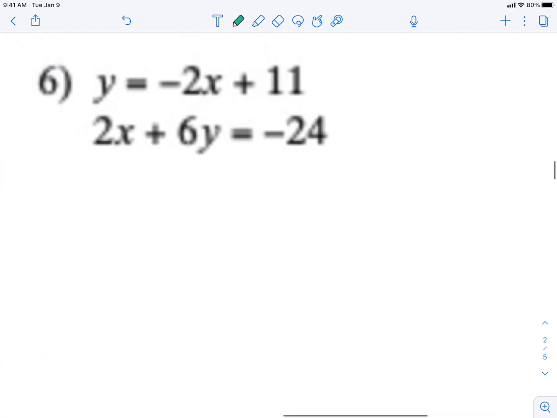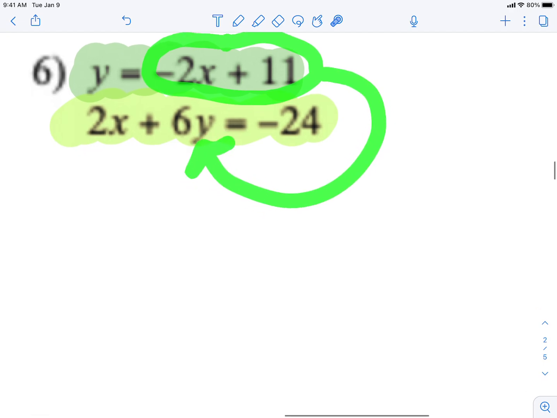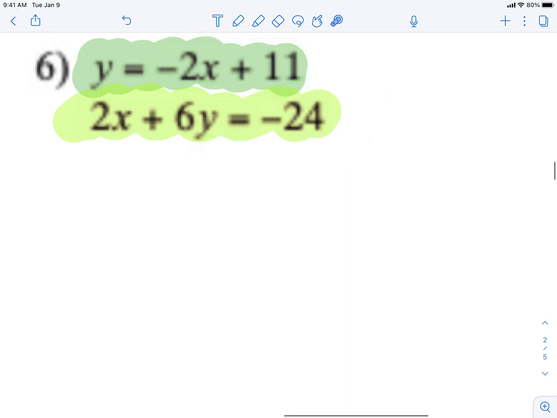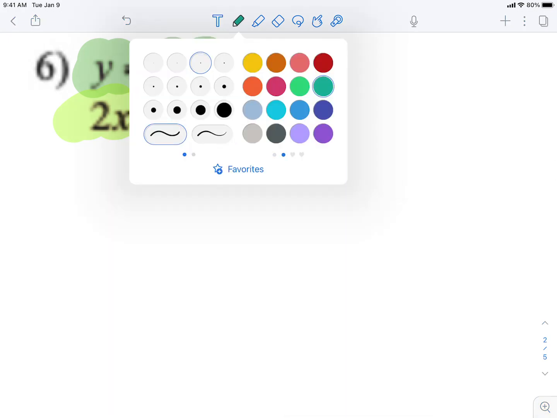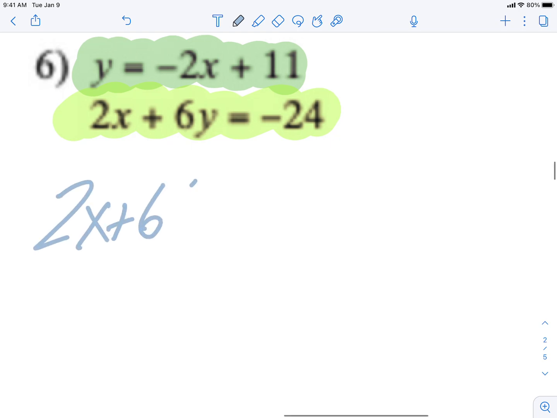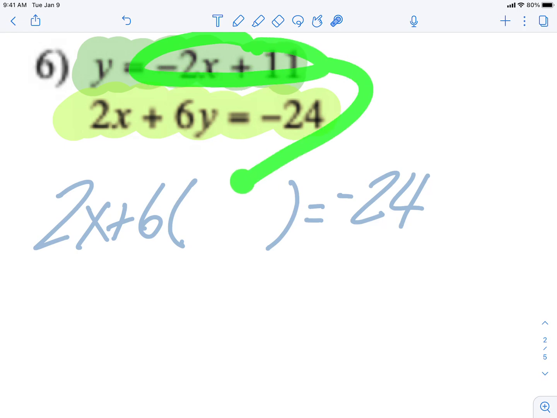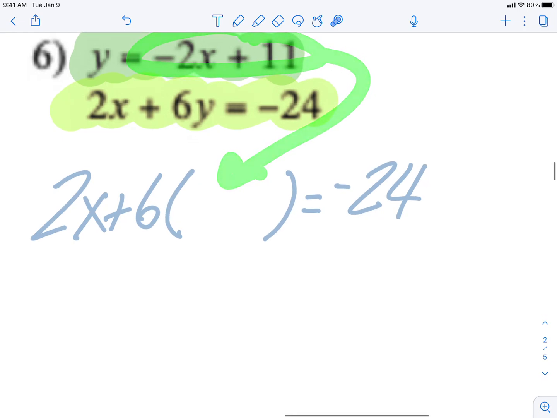last one. Okay, again, I'm going to go with my dark green on top this time, and I'm going to go with my light green on the bottom. Lime green, right? Some people might call it. So this dude right here is going to go into there because that's what y equals. So I'm going to recopy the lime green, 2x plus 6, and I'm going to leave a big parentheses is equal to negative 24. And I'm leaving a big parentheses because these two dudes are going to go right in there because that's what y equals.